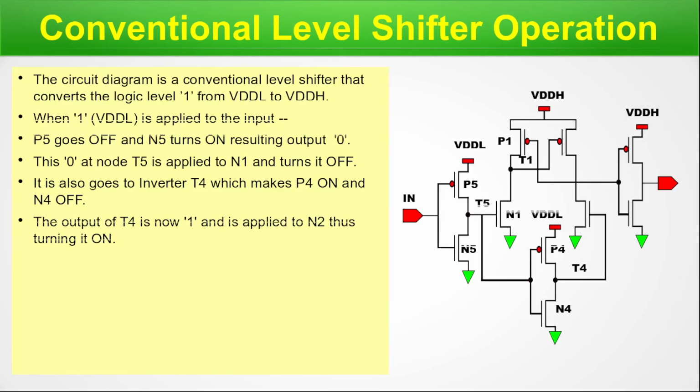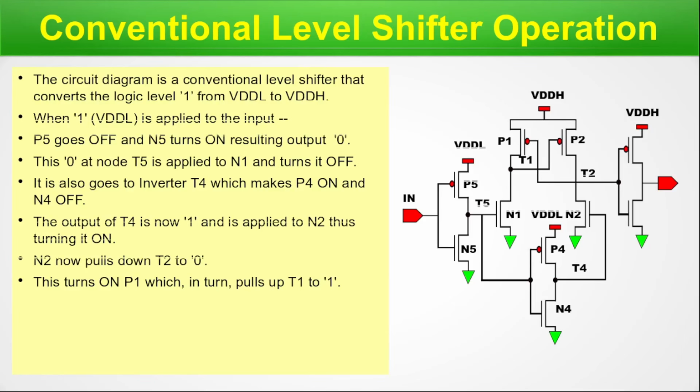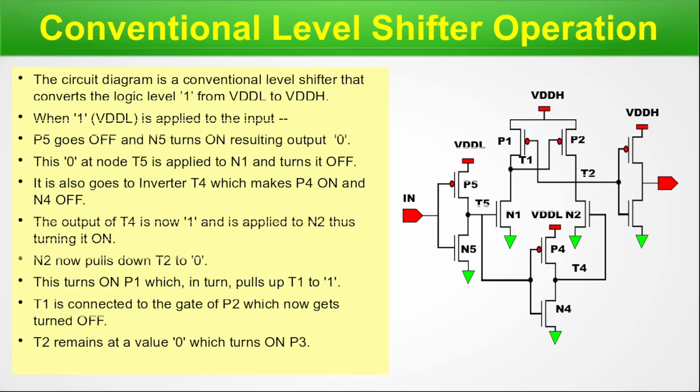The output of T4 is now 1 and is applied to N2, thus turning it on. This is N2, P2. N2 now pulls T2 to 0. This turns on P1, in turn pulls T1 to 1. T1 is connected to the gate of P2, which now gets turned off. T2 remains at level 0, which turns on P3, and this is N3. P3 pulls up the value of out to logic 1, that is VDDH, in the output port. So this way, the level shifting operation happens inside a basic level shifter cell.